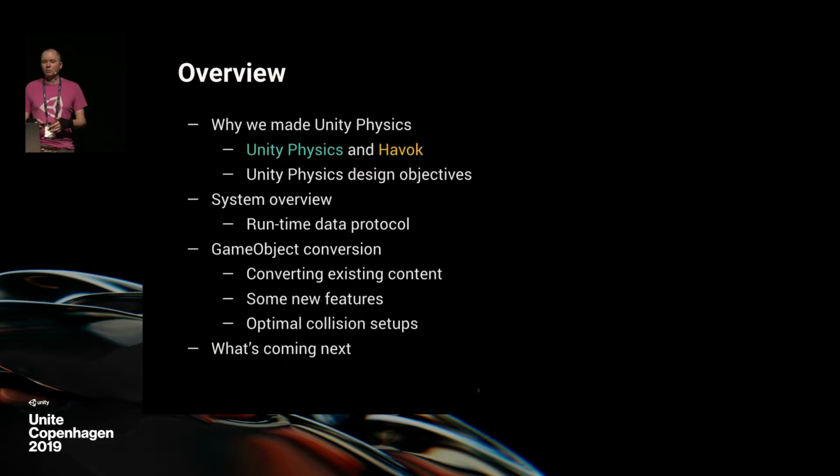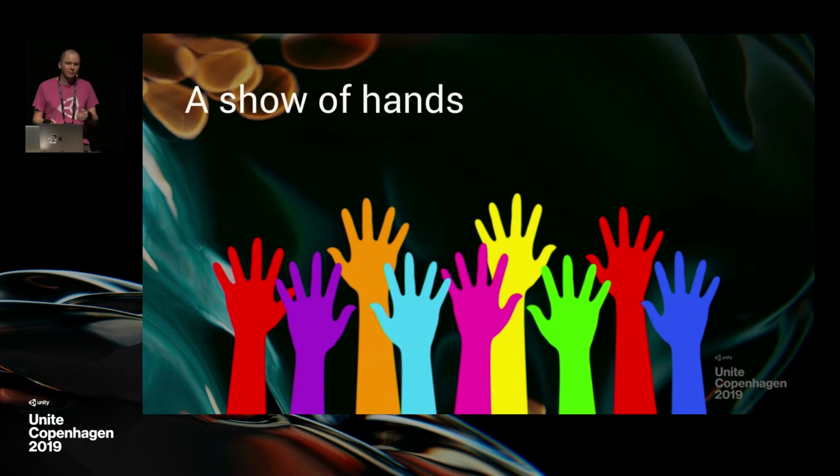After that, I'm going to talk about some details of the actual runtime systems and the runtime data protocol, and then finish up by talking about the game object conversion workflows that we have right now for building optimal collision setups and taking advantage of some of the new features that we offer with Unity Physics and Havok Physics. And then at the end, I'll have a few slides about our near-term roadmap to give you a sense of what we're going to be working on over the next 6 to 8 months, something like that.